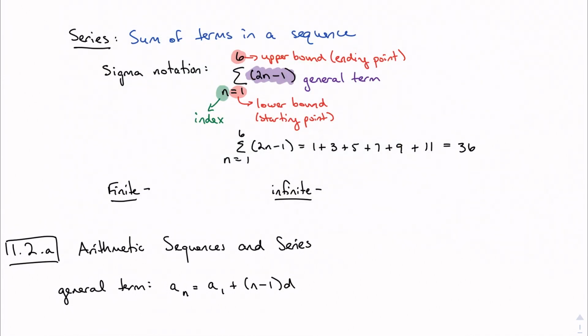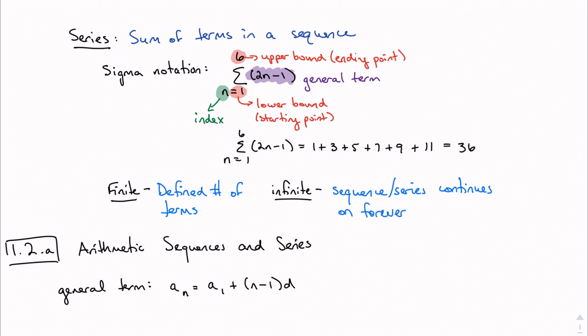So both a sequence and a series can be finite or infinite. A finite series or sequence just has a defined number of terms. And of course an infinite series does not. An infinite series has infinitely many terms. The sequence or the series continues on forever.